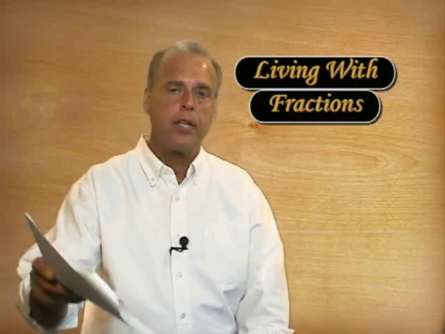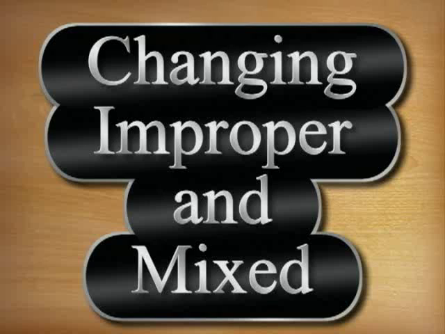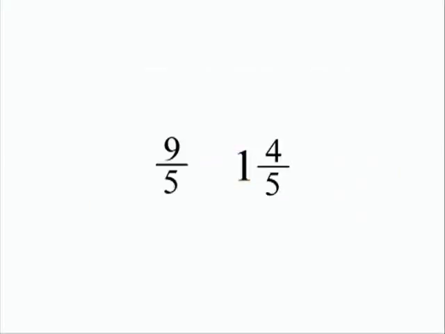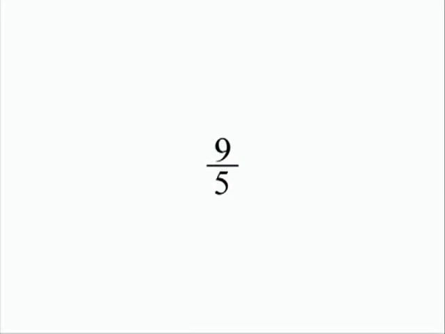That's correct. Now let's talk about improper and mixed numbers. Another thing you'll need to know in order to do fraction arithmetic is to be able to change improper fractions to mixed numbers and mixed numbers back to improper fractions. Let's look at this example, 9/5. You can see that this is an improper fraction because the numerator is larger than the denominator. In order to change this fraction to a mixed number, you have to do some work, some arithmetic operation. Like what, Mr. C?